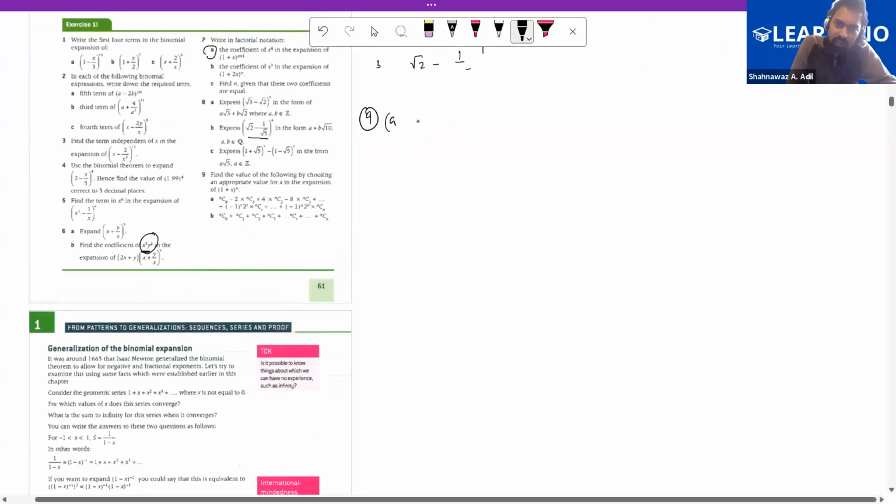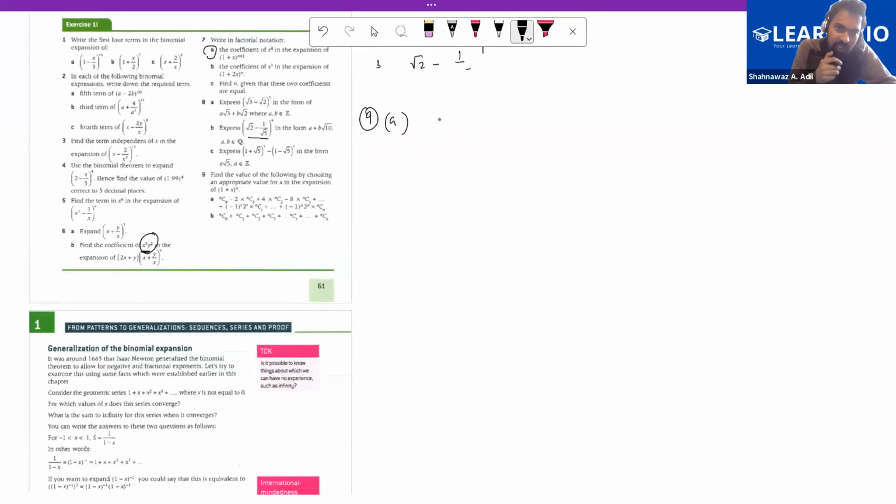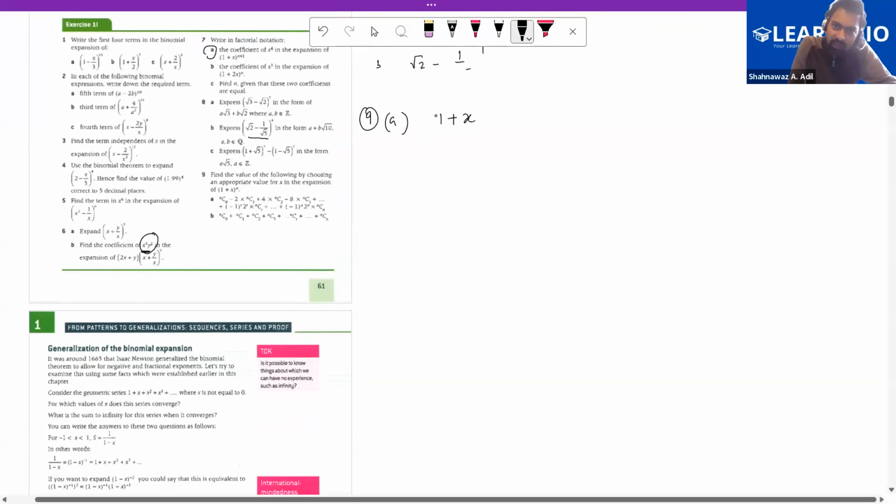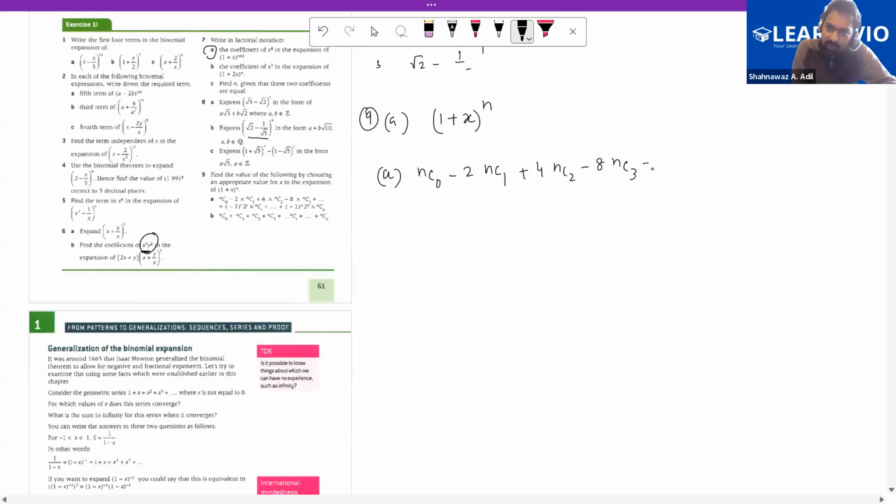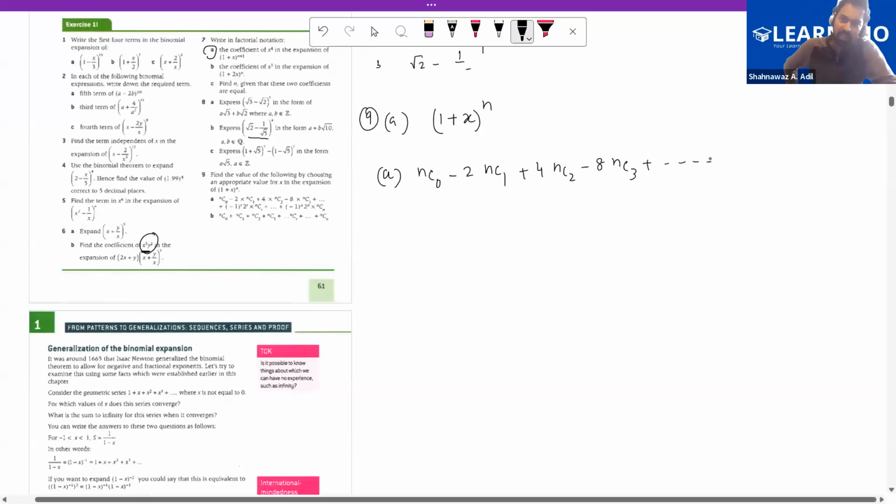so in this question we have to find the value of the following by choosing an appropriate value of x in the expansion of (1 + x)^n, right? Now we have to compare this with this one. The A part is nC0 minus 2 nC1 plus 4 nC2 minus 8 nC3 and so on. So can you see the pattern? What should be the value of x?